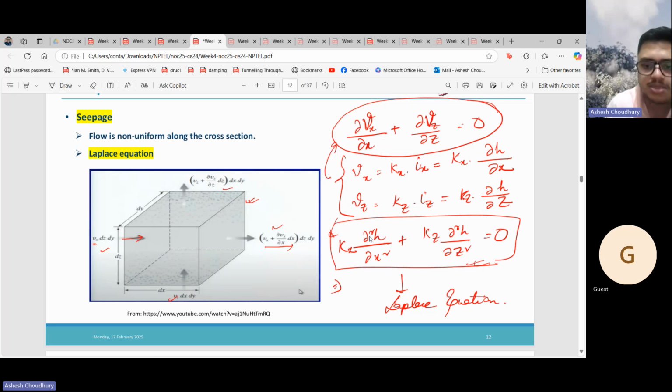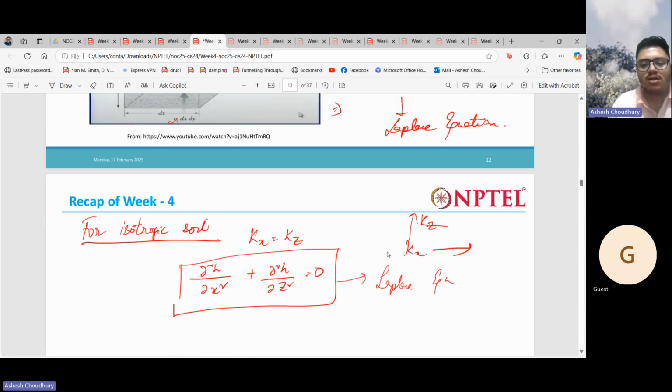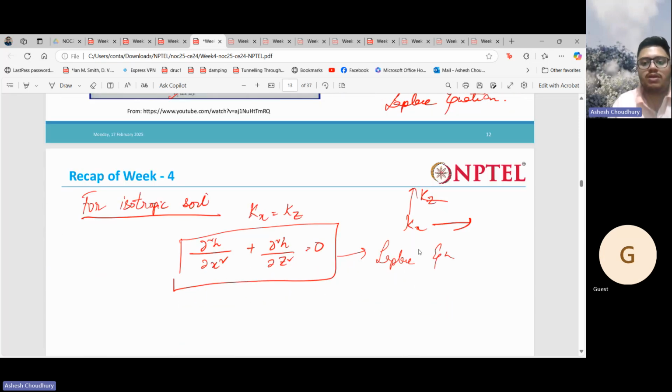From there, we can get this equation, which is known as the Laplace equation, equal to 0. Here kx is the hydraulic conductivity in the x direction, kz is the hydraulic conductivity in the z direction, and so on. And for isotropic soil, where in both x and z directions there is the same hydraulic conductivity, we can have this simplified equation.